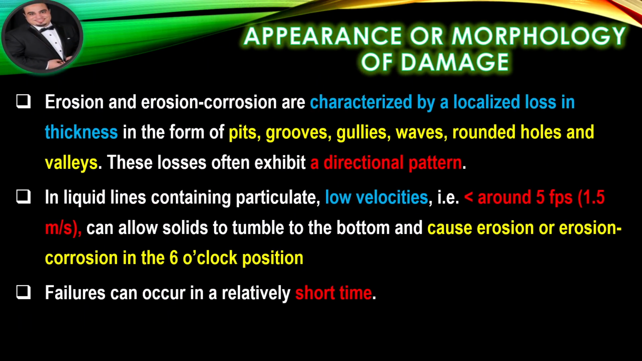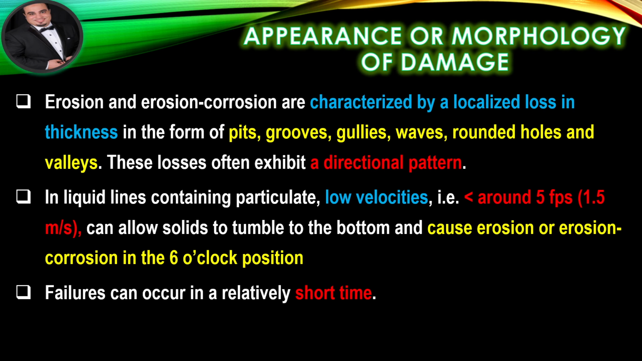Appearance or morphology of damage. Erosion and erosion-corrosion are characterized by a localized loss in thickness in the form of pits, grooves, gullies, waves, rounded holes and valleys. These losses often exhibit a directional pattern.